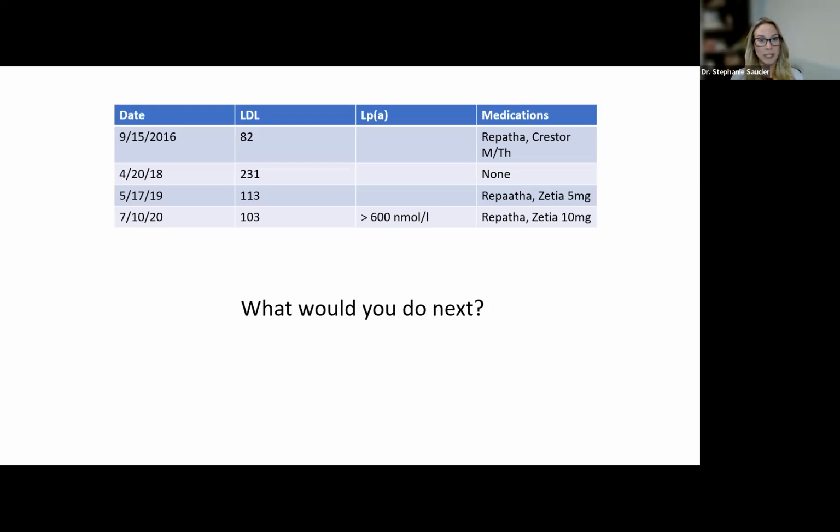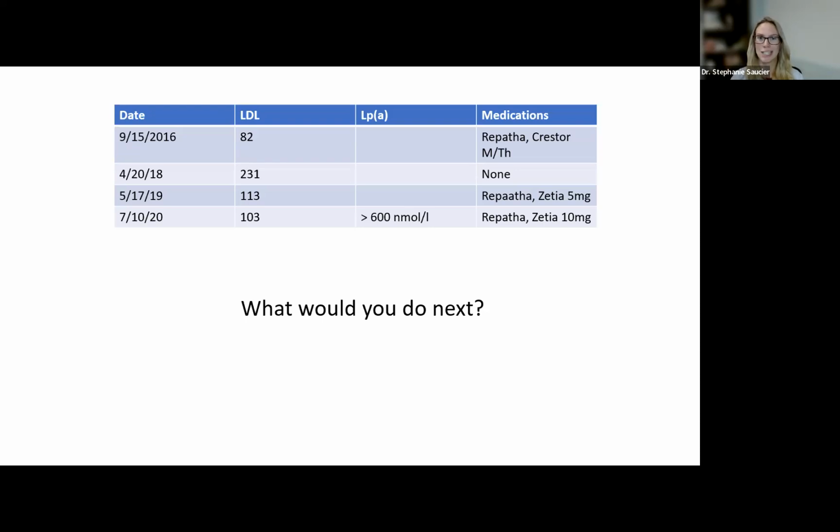However, she had an Lp(a) of greater than 600 nanomoles per liter. This was on Repatha and Zetia, 10 milligrams daily. And she unfortunately was having ongoing progression of her disease. She required additional stenting after this time in 2020. So, I put the thought out to all of you to start thinking about what would you do next?